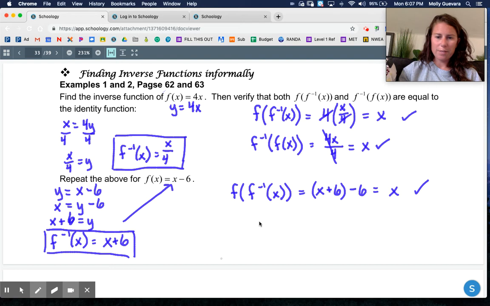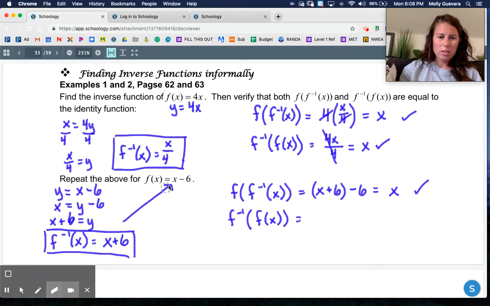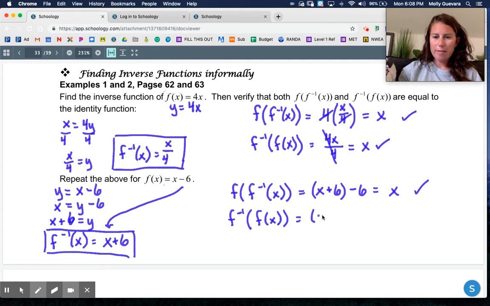So that's good. Now let's go the other way and plug the original function into the inverse function. So now I'm taking this and I'm plugging it in for x right there. So now I have x minus 6 plus 6, which again, the 6's cancel and I just get x.